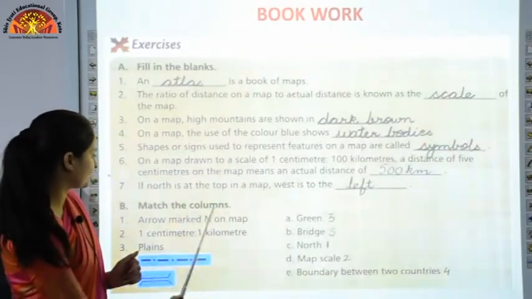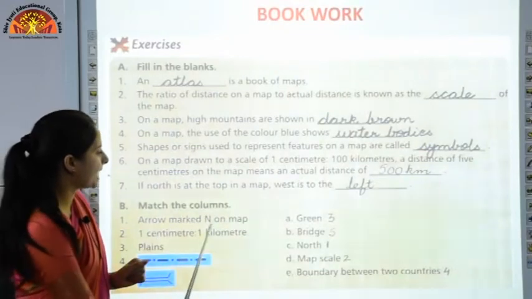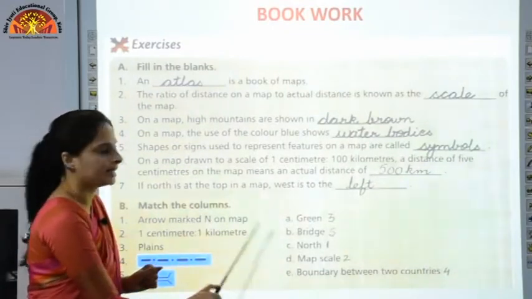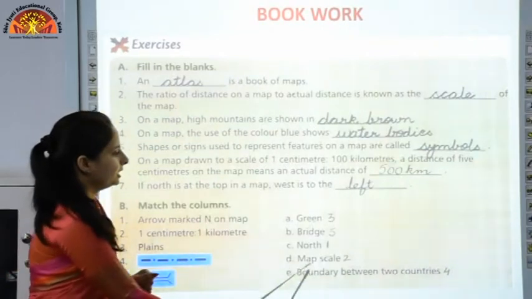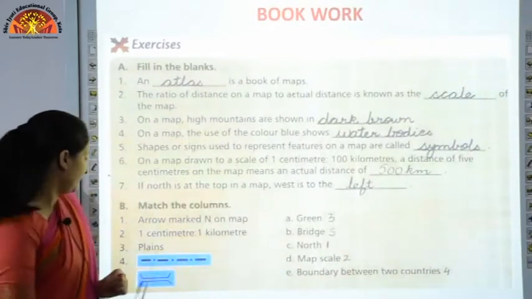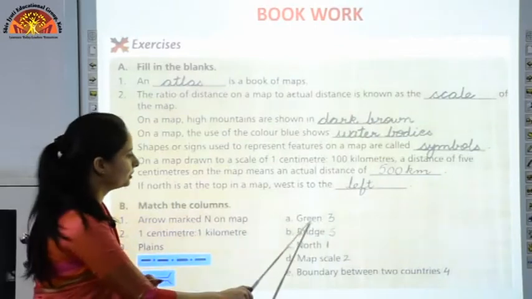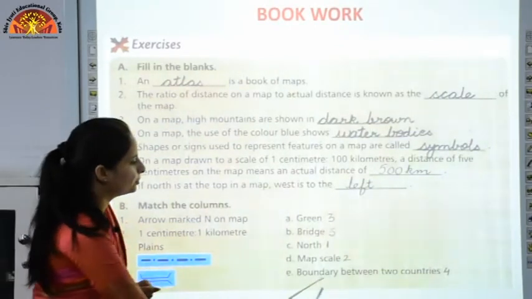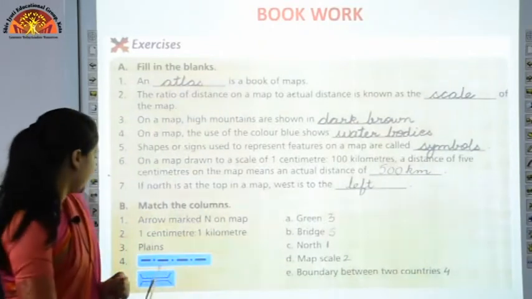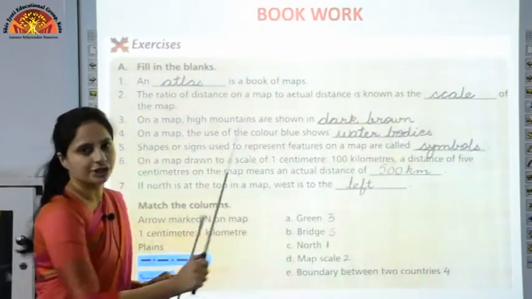Now I'll discuss match the columns. Arrow marked N on map shows the north direction. 1 centimeter ratio 1 kilometer is used as a map scale. Plains, green, and this symbol is used for boundary between 2 countries, and this symbol is for bridge.